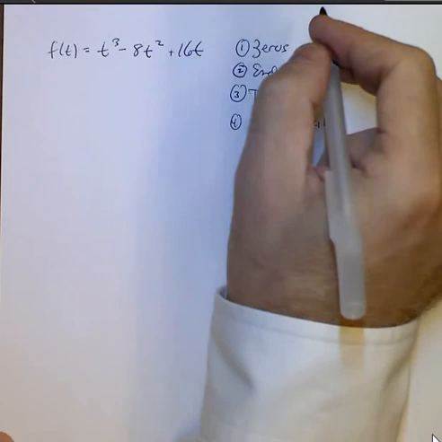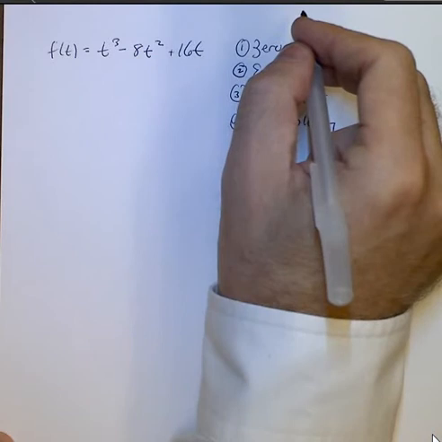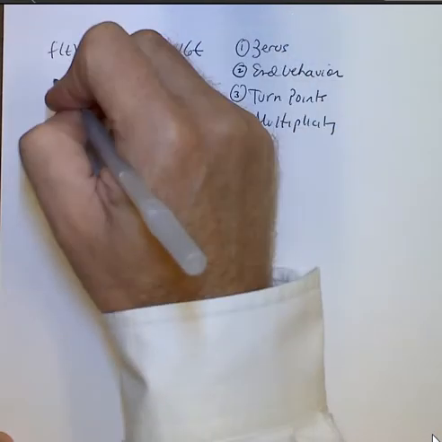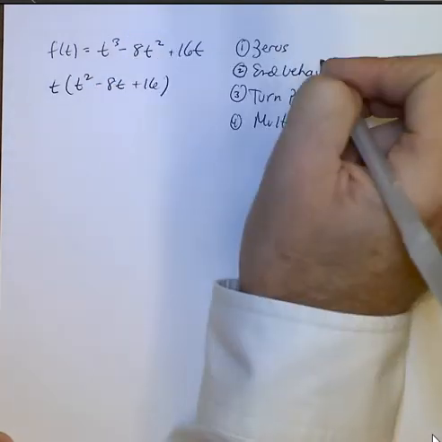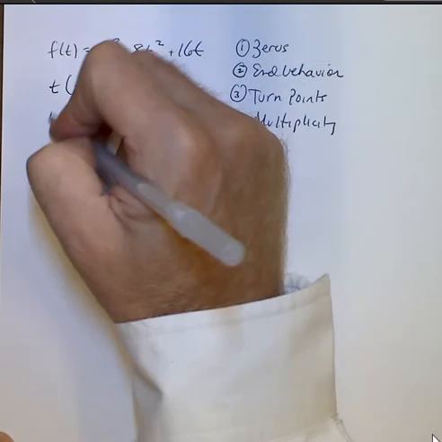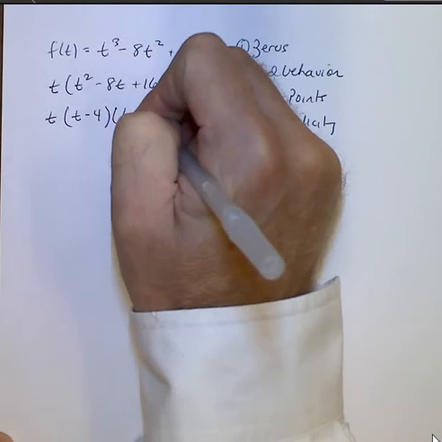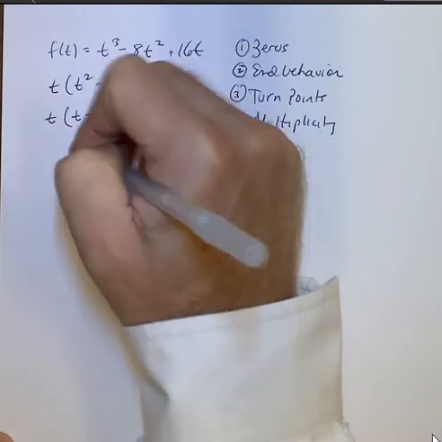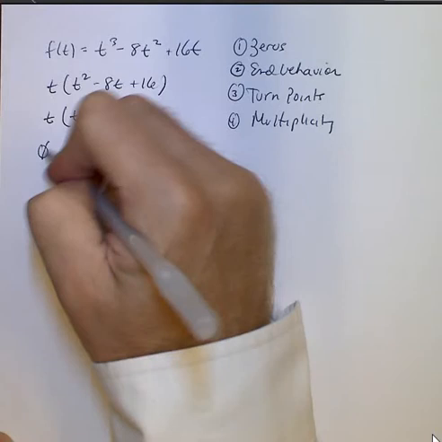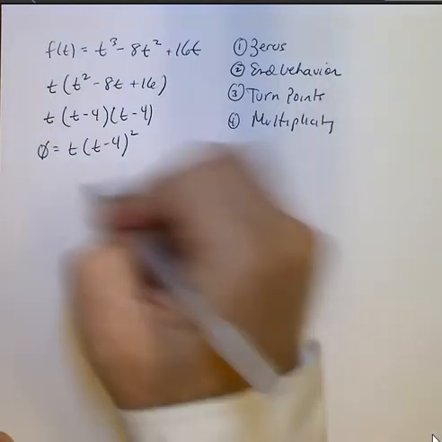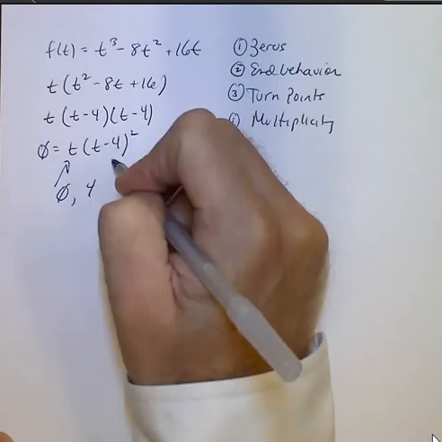For zeros, you're going to have to factor and set the polynomial equal to 0. So in this case, I can factor a t out of the initial equation, and when I do that, I'm left with this. And then from there, I need two numbers that multiply to 16 and add to -8, which is -4 and -4. And so I rewrite that as this. To find the zeros, I set that equal to 0, and my zeros are going to be 0 because of that t, and 4 because of the t minus 4.